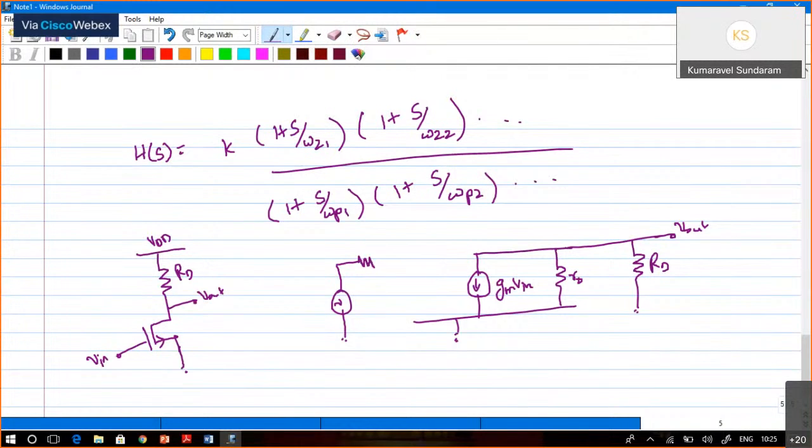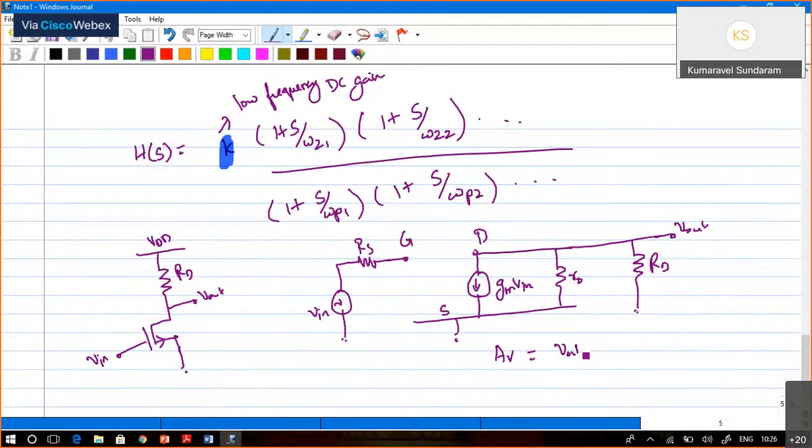So some source resistance. Plus this has been applied to gate, drain, source. So if you get an expression AB, K is the low frequency DC gain. Okay. K we need to determine. So that K is like AB is equal to V out by V in.